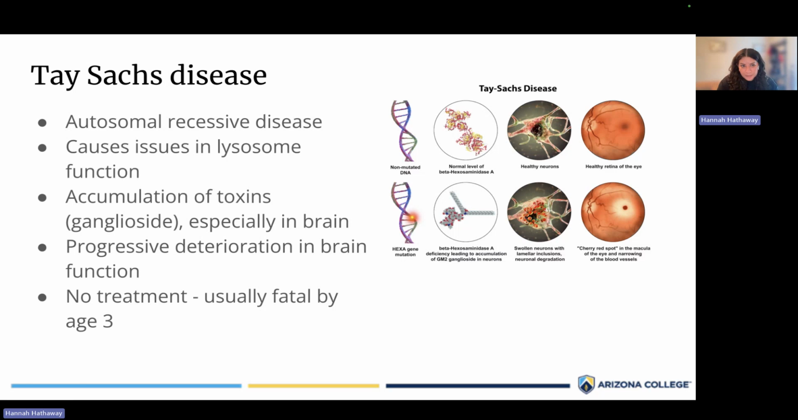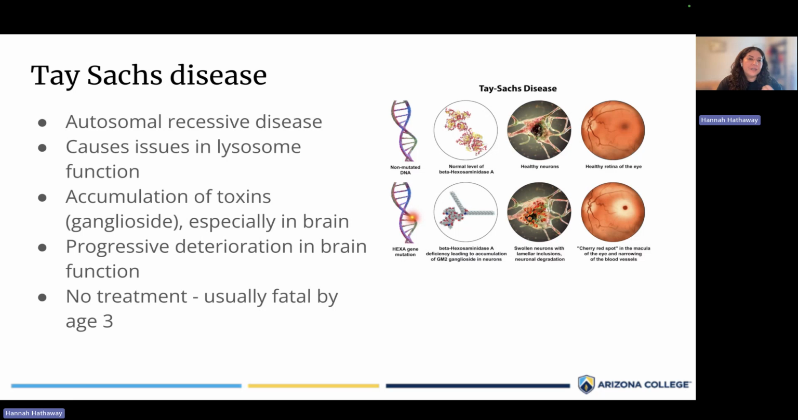There's unfortunately no treatment for Tay-Sachs disease. It is usually fatal by age 3. So the best "treatment" in this case is prevention. Generally, if you know that Tay-Sachs runs in your family, or there are specific ethnic populations where Tay-Sachs is more common, such as Ashkenazi Jewish populations, then you might get screened for Tay-Sachs, like you might undergo genetic testing, and your partner would as well.